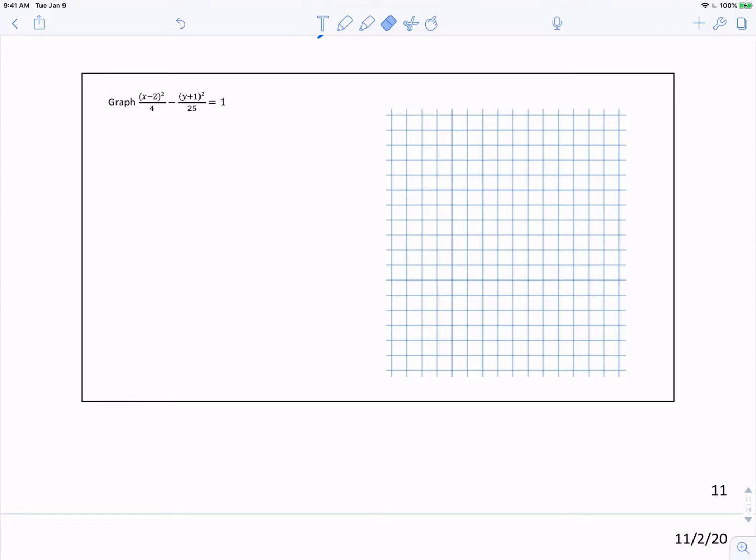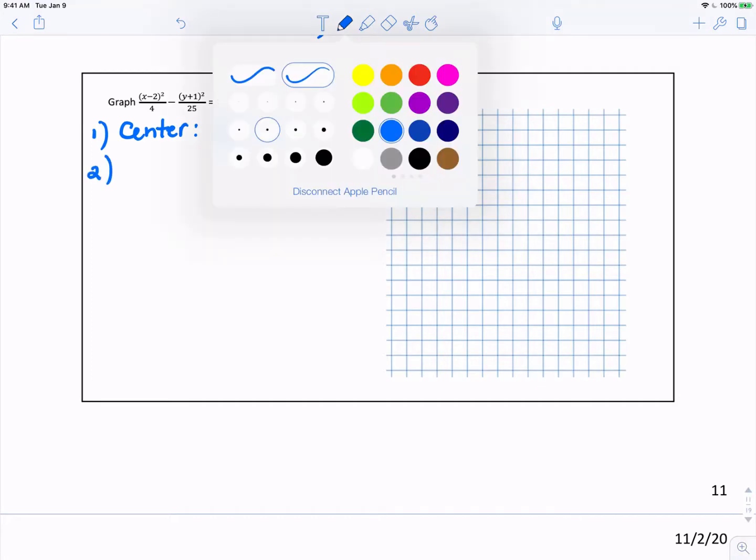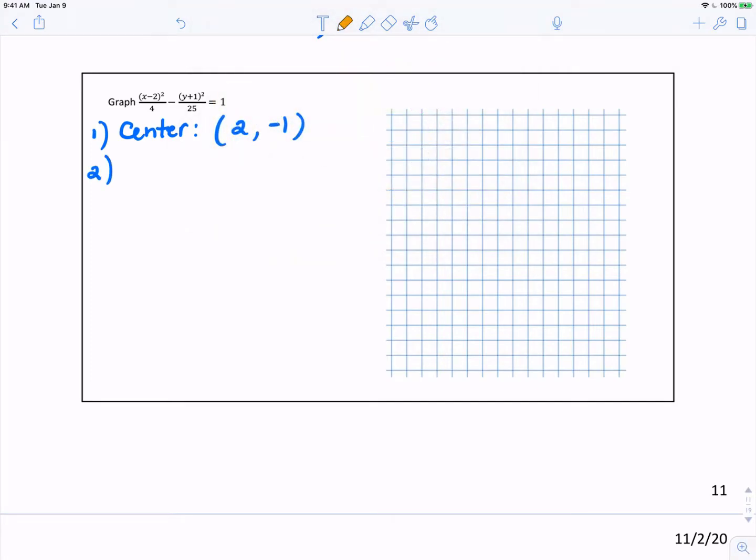Next, we'll take a look at graphing a hyperbola whose center is not at the origin. So let's see if we can graph this one. First, we'll take a look at where the center is. We look at the equation and we say x minus what? 2. y minus what? Negative 1. So we know the center of this hyperbola is at the point (2, -1).